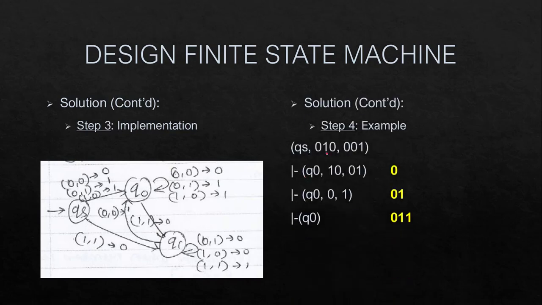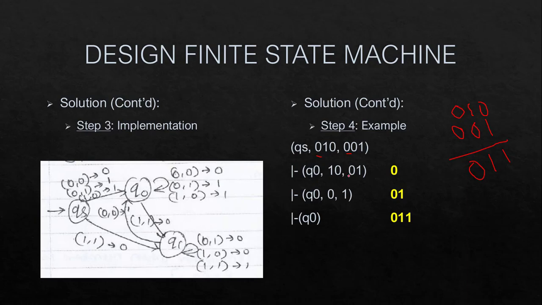So we have 0, 1, 0 added up with 0, 0, 1. So what should be the output? 0, 1, 0 getting added up with 0, 0, 1. So here we have 0 plus 1, 1, 1 plus 0, 1 and finally 0. So here when we have the first input digit as 0 and 0, we know that 0 and 0 is going to generate 0 as the output and transit to Q0 state.